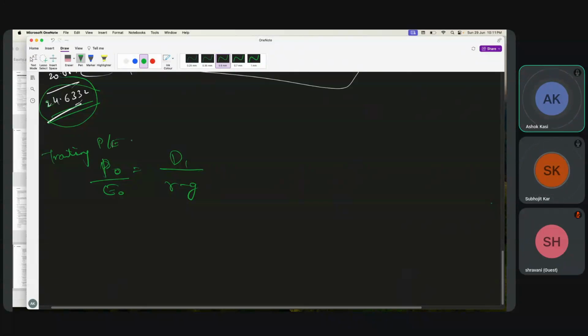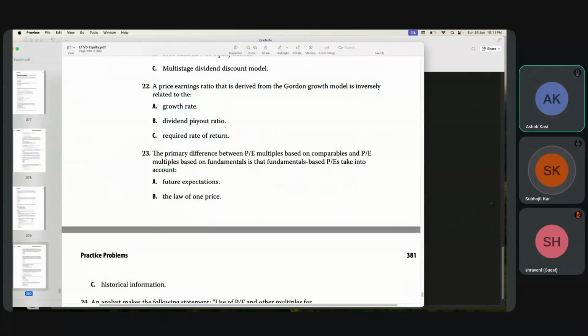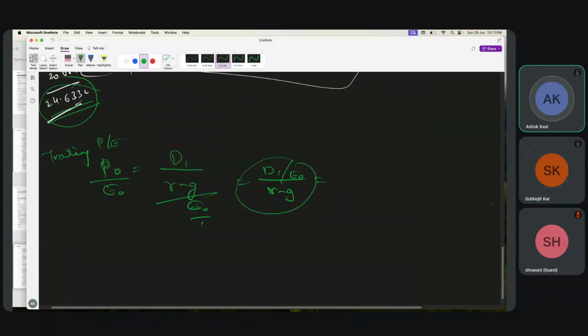the trailing PE ratio, price to earning. So when I divide by E0, overall it will become D1 by R minus G, and I can write it like this. So this is one formula. Now the question is about growth rate, dividend payout, and required rate of return. Let me further rewrite this.